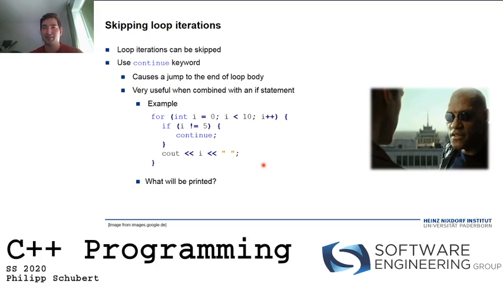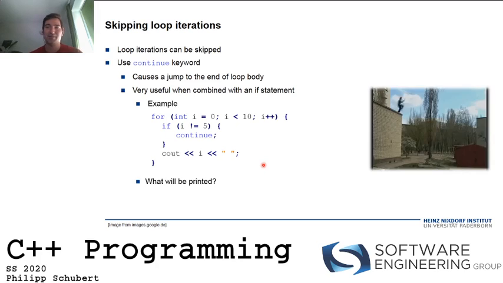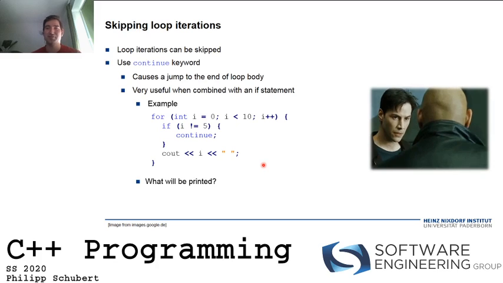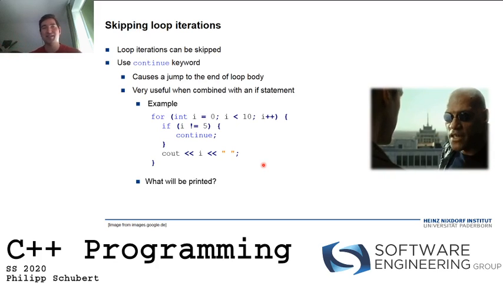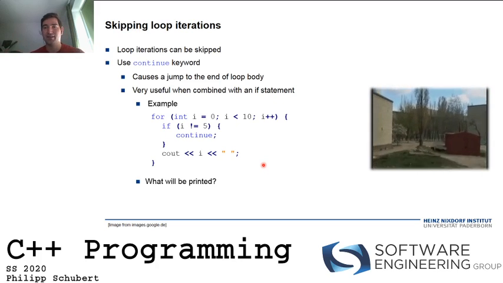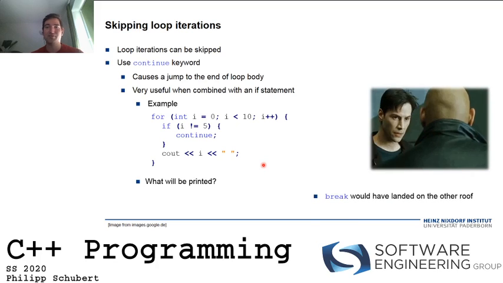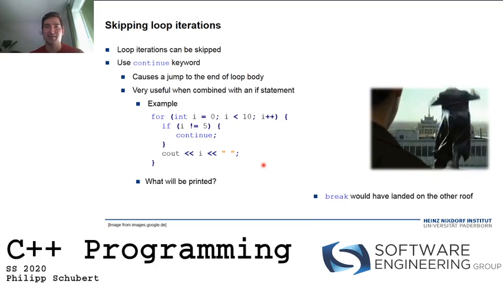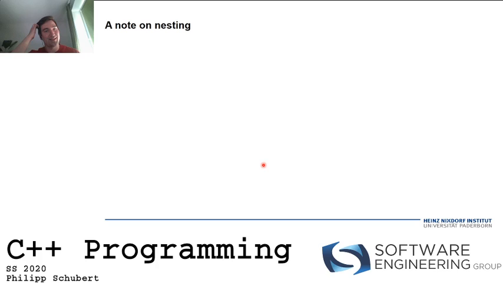Here's a nice GIF that explains it. That would be continue, because continue only jumps to the end of the loop, but it doesn't exit the loop. And basically, if you would have used break, break would have landed on the other roof. That's the basic idea, and I hope using that GIF you do not forget.